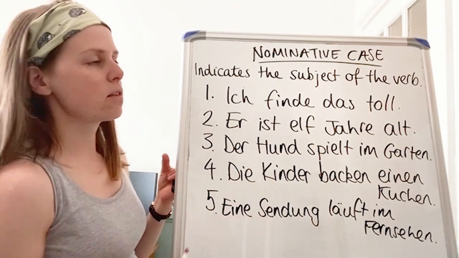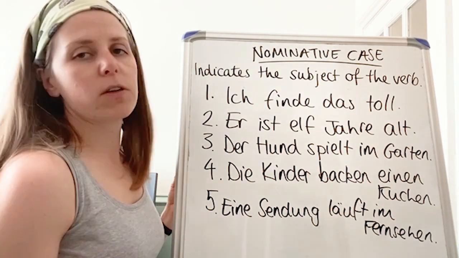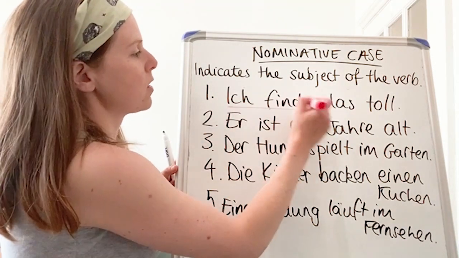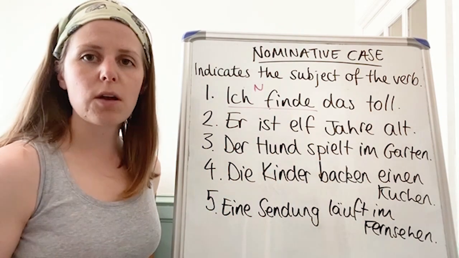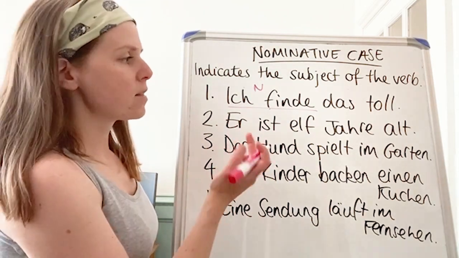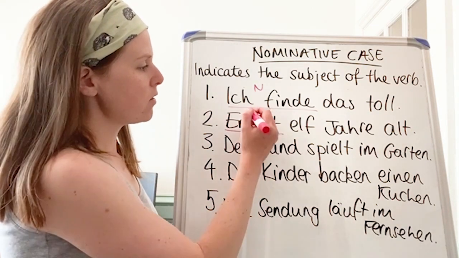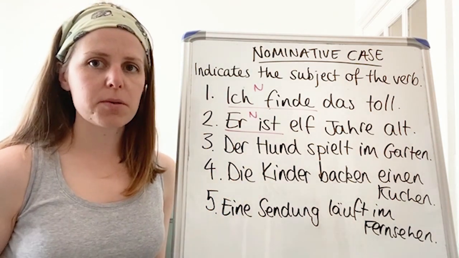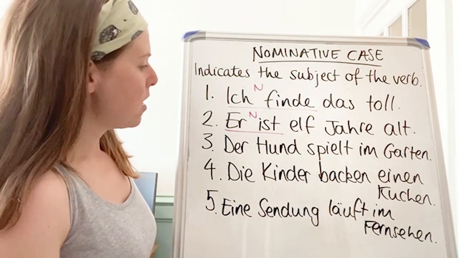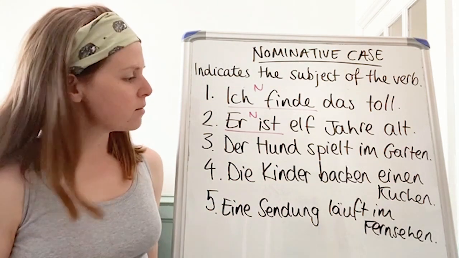So the subject in the first one, who's doing the finding? I am, so that's our subject. Ich finde das toll, I find that great. Ist 11 Jahre alt, he is 11 years old. He's the one that's 11, he's our nominative, okay? You might be able to see a pattern with the position of these. Der Hund spielt im Garten.